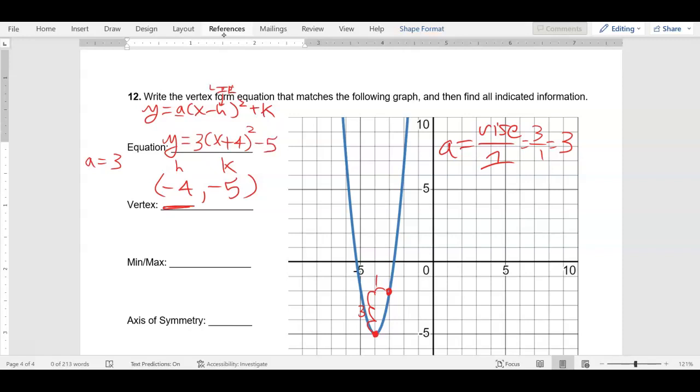Okay. This is at the bottom, so it's a min. And then axis is always x equals. And the x value of the vertex is negative 4.